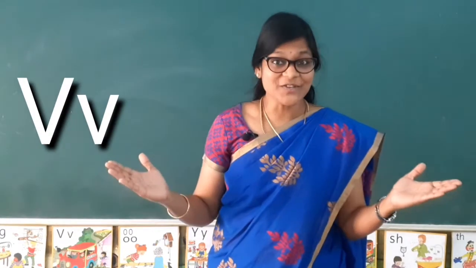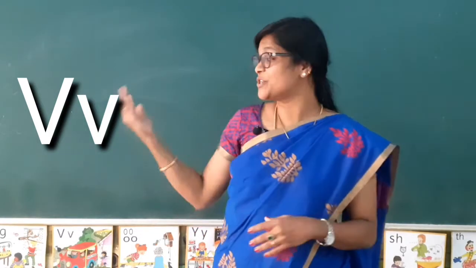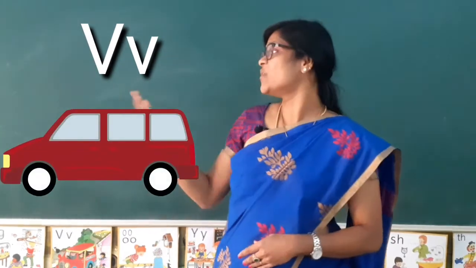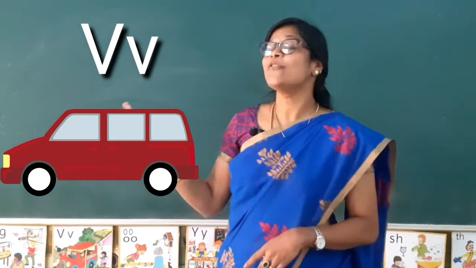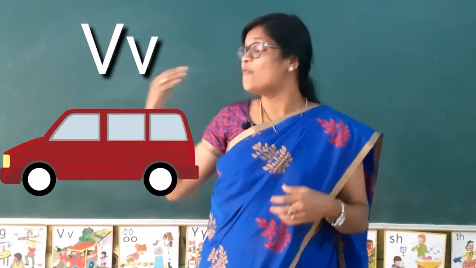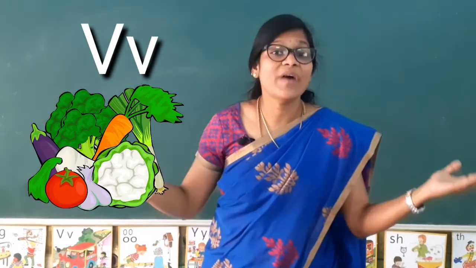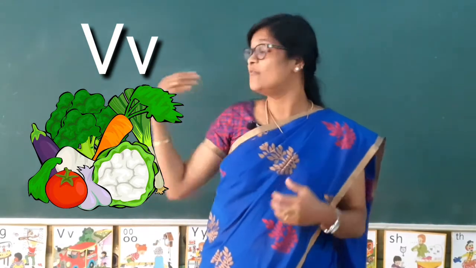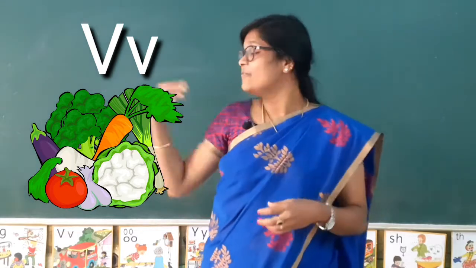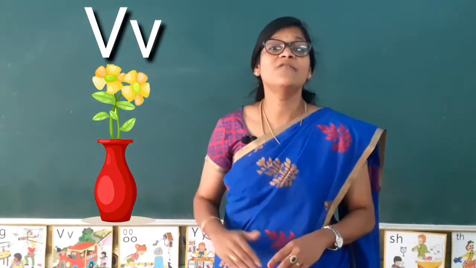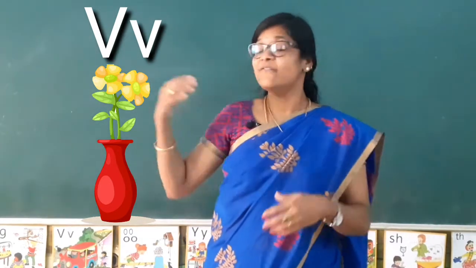It's time to identify the letter pictures. Come on, children. Let's look at the pictures which begin with the letter V. V is for van. V is for vegetables. V is for vase.